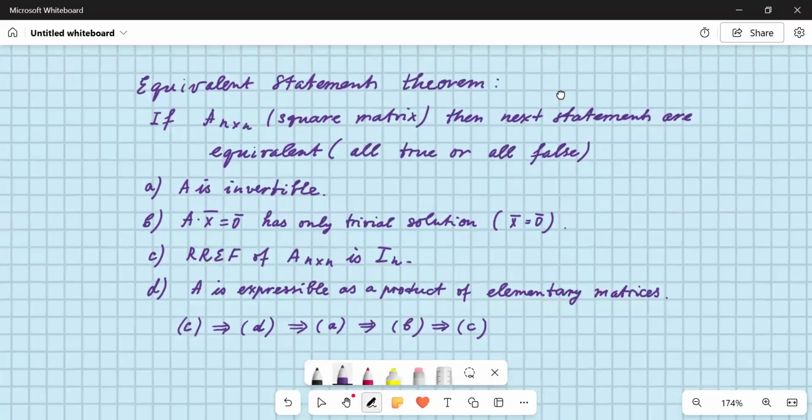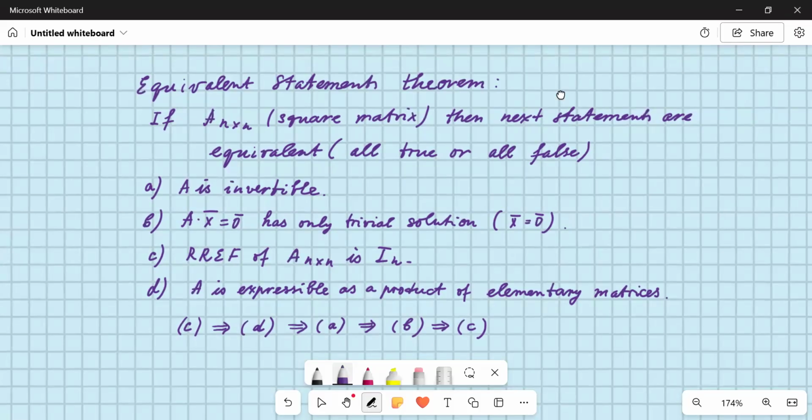Hello everyone, and this is the second part of our lecture 5. We're finishing section 1.5. So here, guys, I'm going to introduce you to a set of equivalent statements, which is going to be one theorem, consisting of several theorems. So what are those equivalent statements?